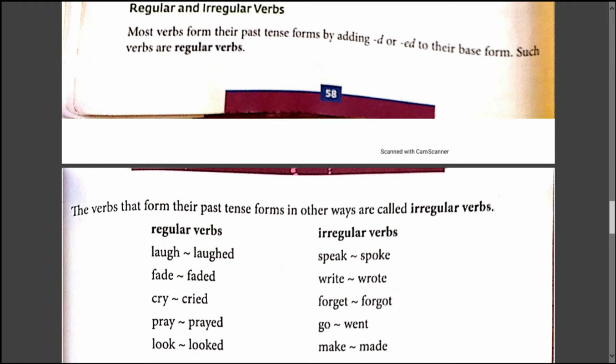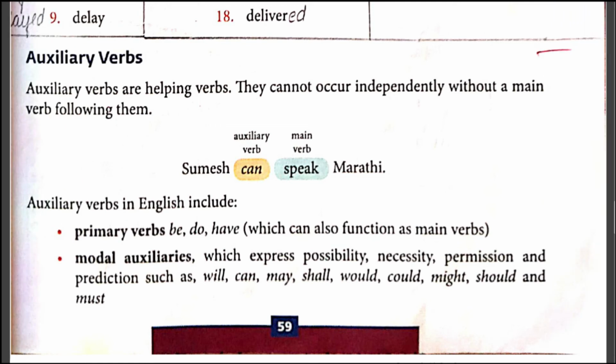Next we have a group of irregular verbs. In irregular verbs, the vowels will be changed and sometimes the whole word changes. Let's see how. Speak, spoke; write, wrote; forget, forgot; go, went. Here the whole word changes. Make, made.